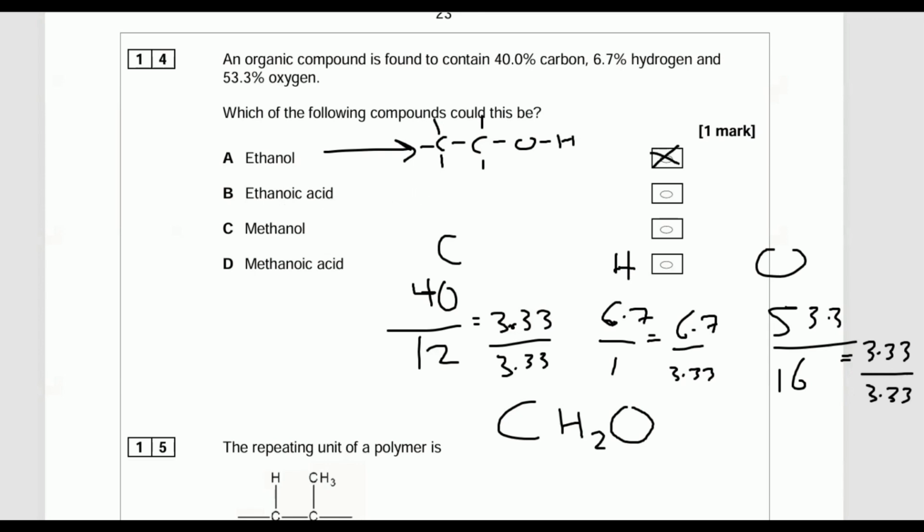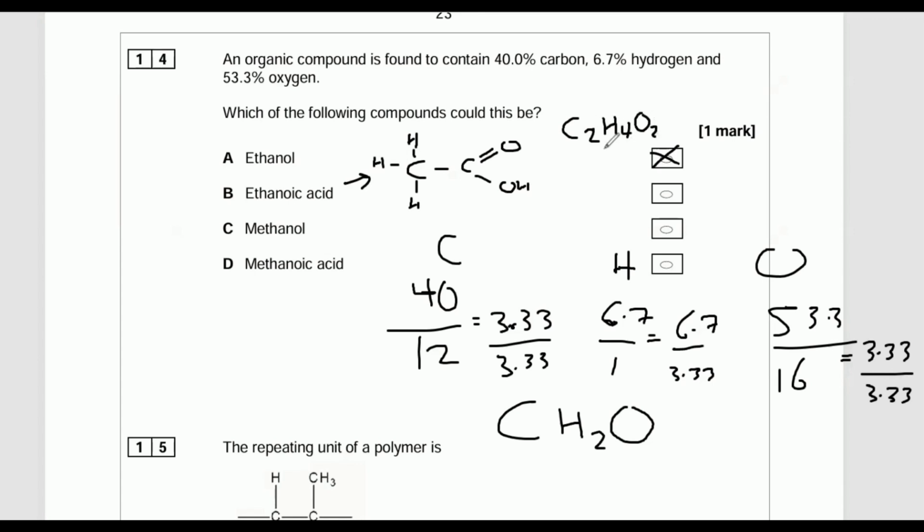Whereas if we do ethanoic acid, let me rub this out, guys. If I make some space and do ethanoic acid, we're looking at oxygen there, OH there, and then hydrogen, hydrogen, hydrogen. So I've got a formula that is C2H4O2. Check that out, 2, 4, 2, 1, 2, 1. That is the same ratio as our empirical formula. So that is our correct answer. CH2O is the empirical formula for ethanoic acid.